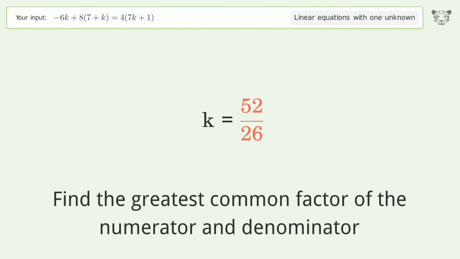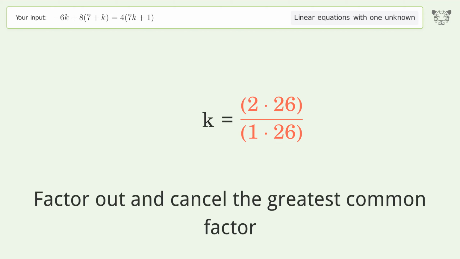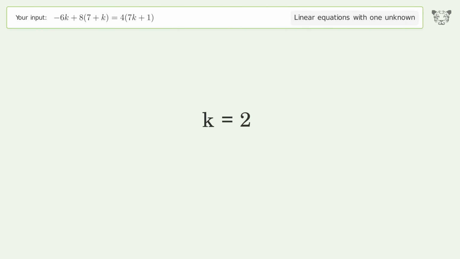Find the greatest common factor of the numerator and denominator. Factor out and cancel the greatest common factor. And so the final result is k equals 2.